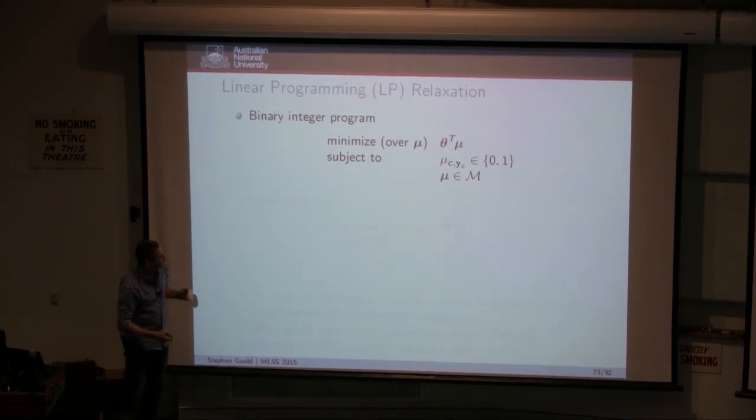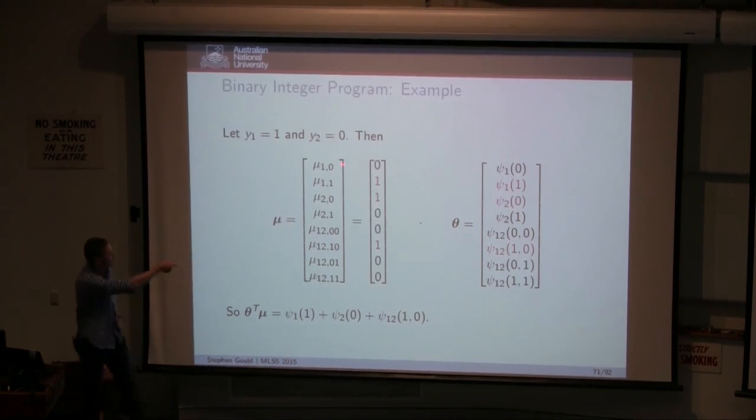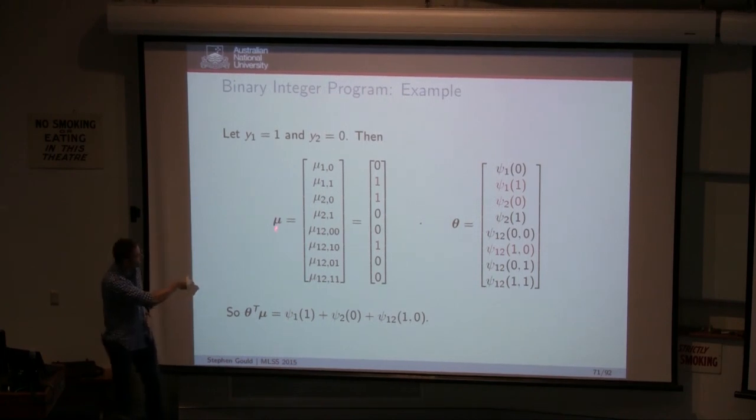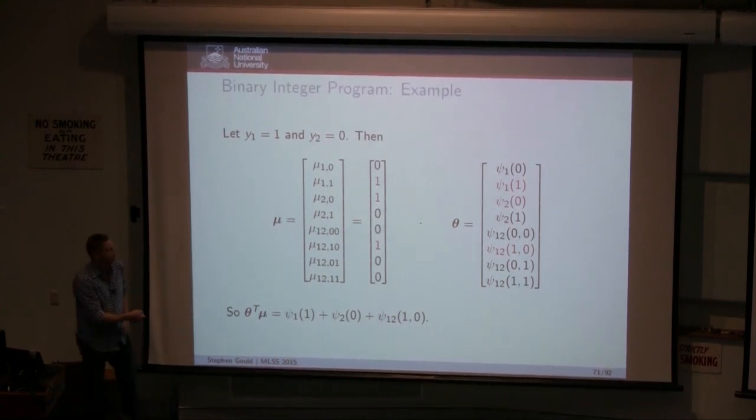No. Okay, let's go back to here. So here I have indicators for the first clique, indicators for the second clique, and indicators for the third clique. So I can write out the dot product between mu and theta here as the sum of three dot products between mu for just the first clique and the parameters for the first clique, mu for the second clique and the parameters for the second clique, and mu for the third clique and the parameters for the third clique.